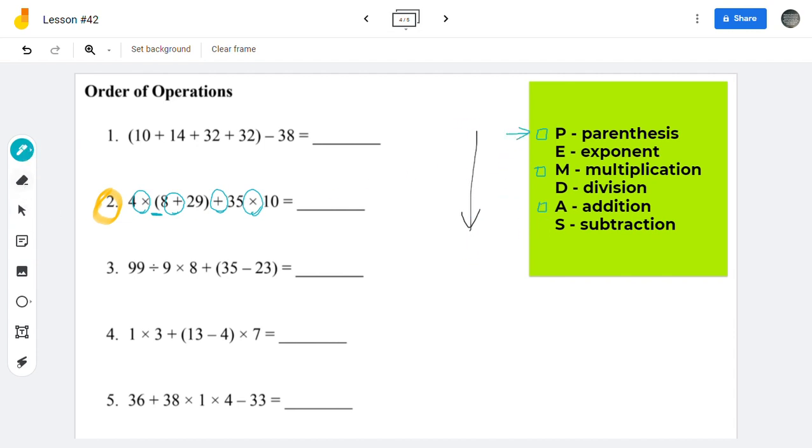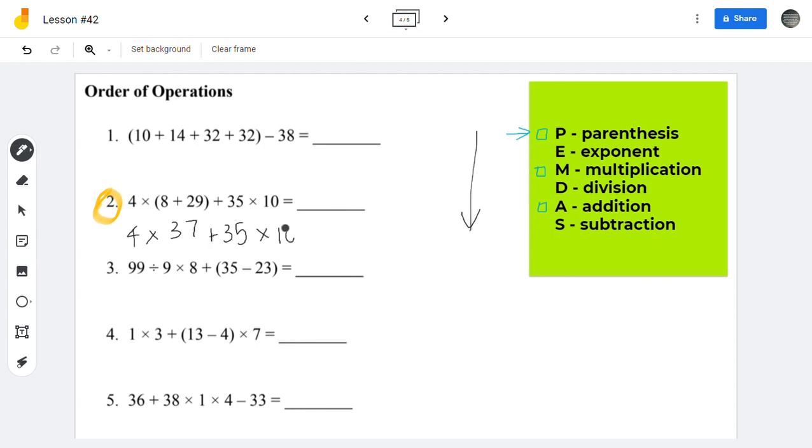So let me just erase this because it's going to get in the way. So I'm going to do the operation inside the parentheses first. So we have over here 8 plus 29 first, and if you did your math correctly, you should end up with 37 as your sum for here. 8 plus 29 is 37, and I'm just going to rewrite this without the parentheses, plus 35 times 10.